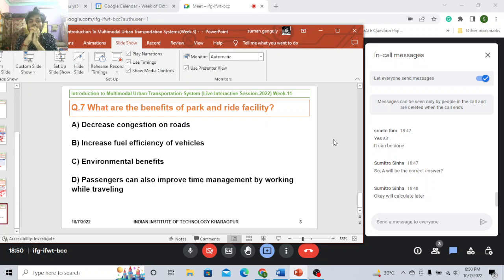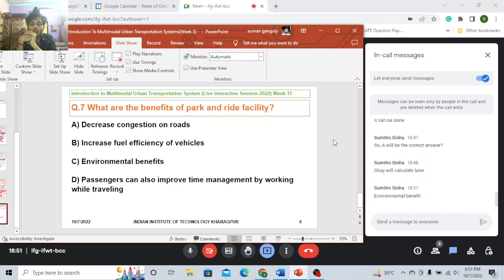You need to think about why it will decrease the congestion, why it will increase the fuel efficiency, why it is having some environmental benefits. If you think like that, then you can answer it, right? So tell me, what are the benefits of a park and ride facility? Okay, I got one response from Sumitro, that environmental benefit.